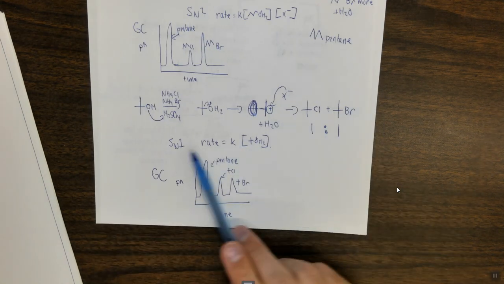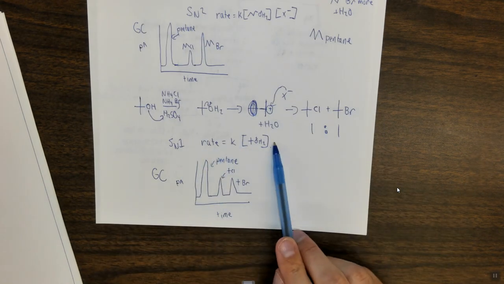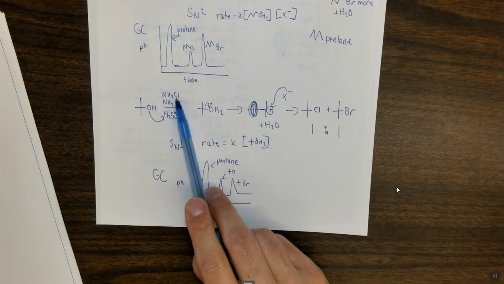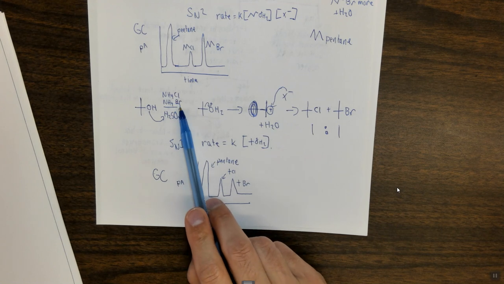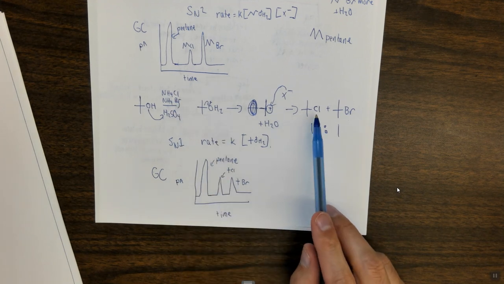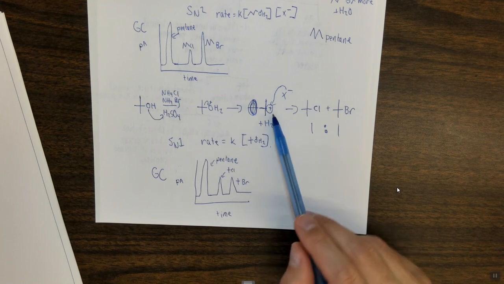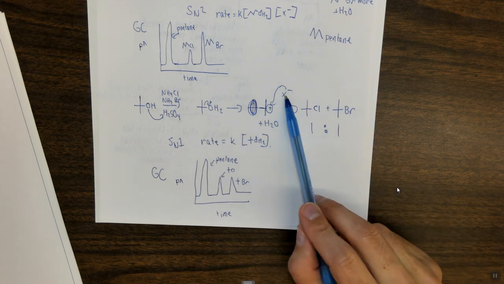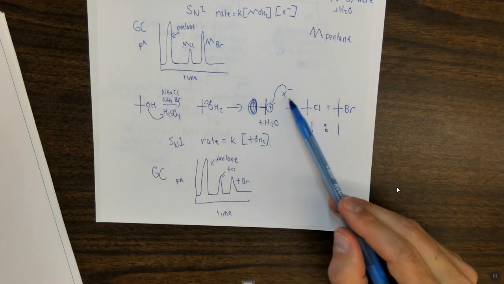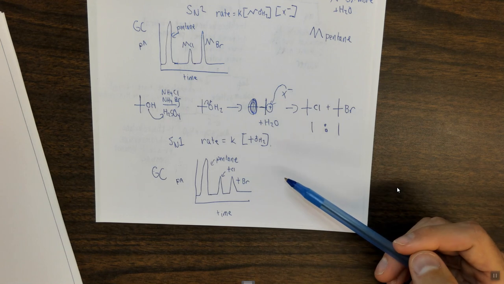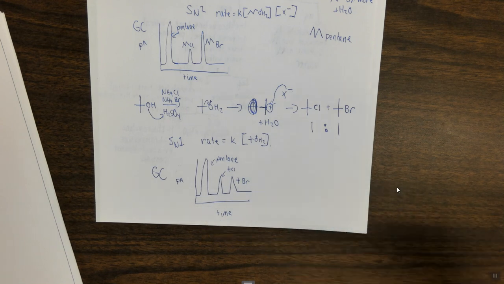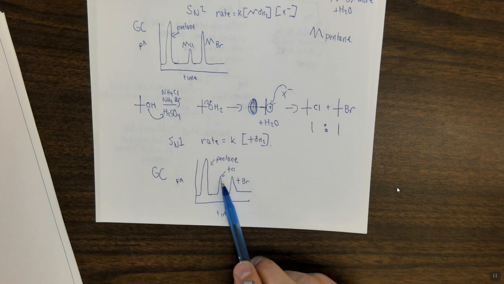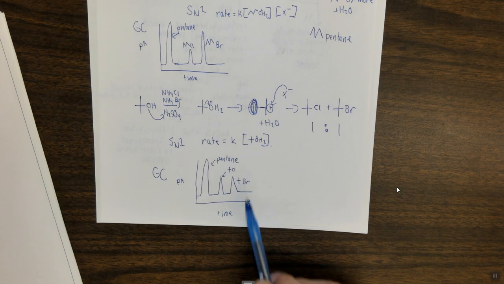In the case of the SN1 reaction, the rate does not depend on the strength of the nucleophile. So if we start with a 1-to-1 mixture of chloride and bromide, we should end up with a 1-to-1 mixture of the chloro and the bromo products, because the carbocation intermediate can statistically hit the bromide 50% of the time and chloride 50% of the time, because they're a 1-to-1 mixture. In the GC, which is how we're going to analyze this, we expect to see the same peak area for the chloro and the bromo product.